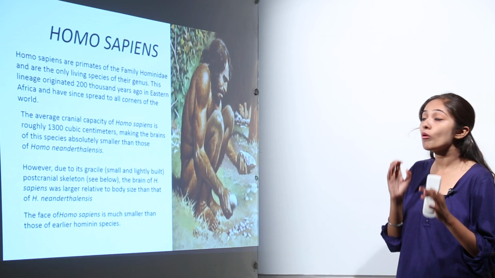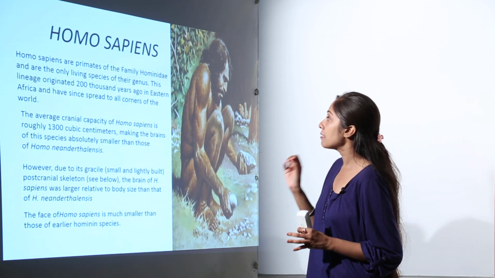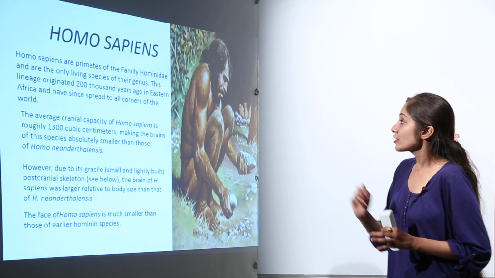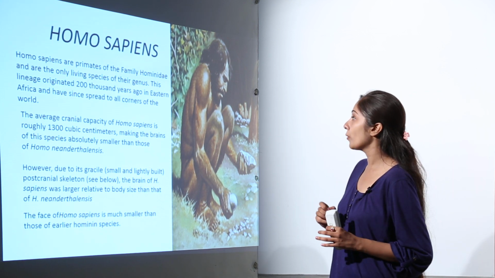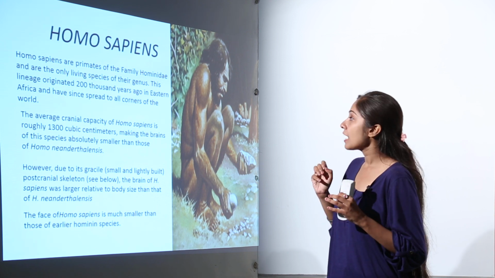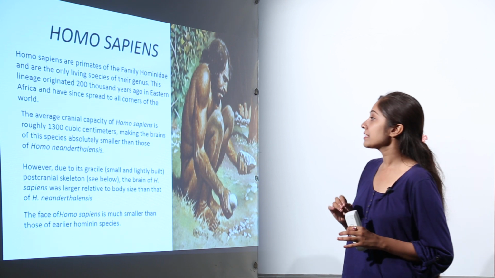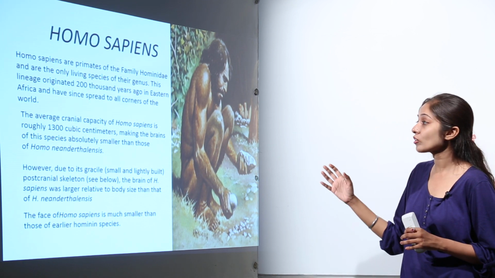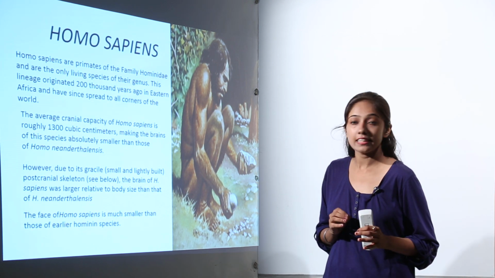Next we have the Homo sapiens. Let's read this. Homo sapiens are primates of the family Hominidae and are the only living species of their genus. This lineage originated 200,000 years ago in Eastern Africa and has since spread to all corners of the world. The average cranial capacity of Homo sapiens is roughly 1300 cubic centimeters, making the brains of this species absolutely smaller than those of Homo Neanderthalensis.